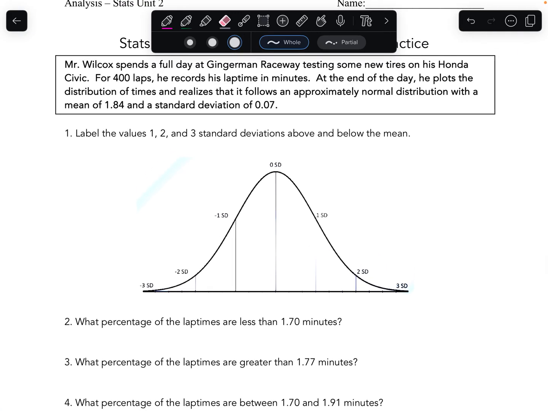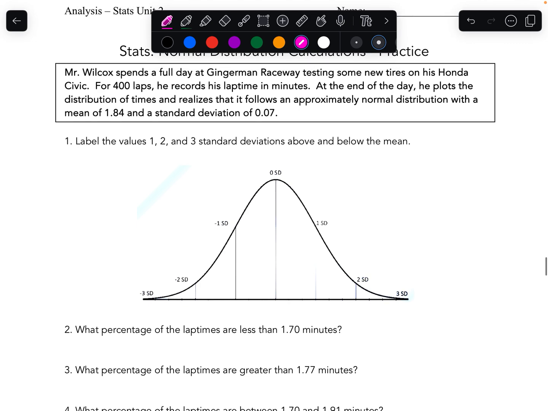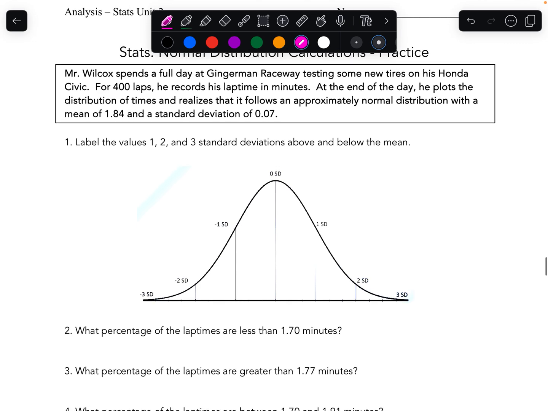Hey there, I wanted to help you go over some of this normal distribution stuff. Hopefully it helps you with this Unit 2 material, mainly from sections 2.4, 2.5, and 2.6. This first part with the normal distribution is going to come from 2.5.